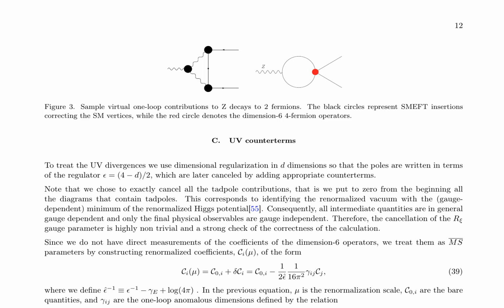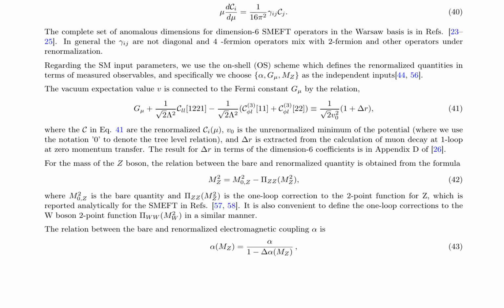Virtual contributions consist of the full set of one-loop electroweak, EW, and quantum chromodynamics, QCD, diagrams with SMEFT vertices. To treat ultraviolet (UV) divergences, the authors use dimensional regularization in d dimensions, cancelling the poles with appropriate counterterms. They choose to exactly cancel all tadpole contributions, identifying the renormalized vacuum with the gauge-dependent minimum of the renormalized Higgs potential. The coefficients of the dimension 6 operators are treated as MS-bar parameters, constructing renormalized coefficients C(mu).